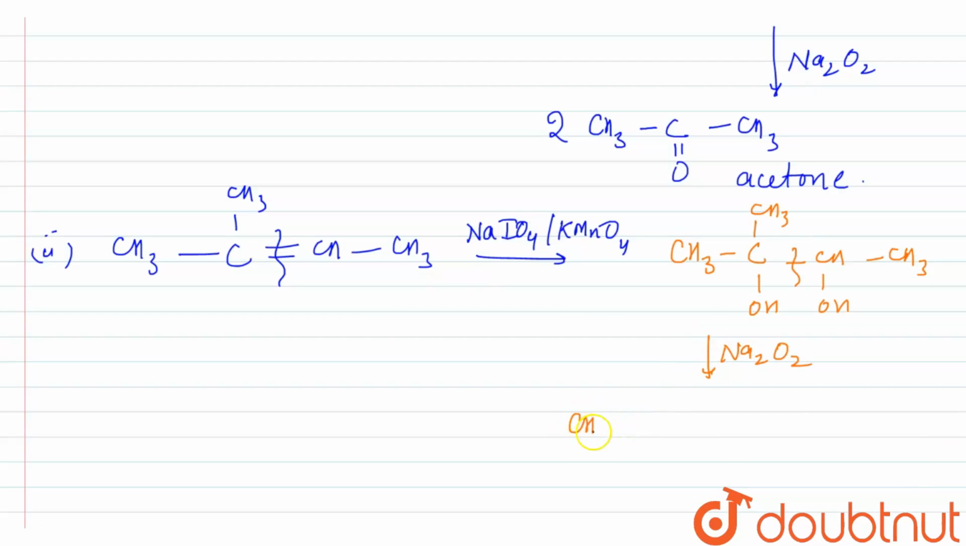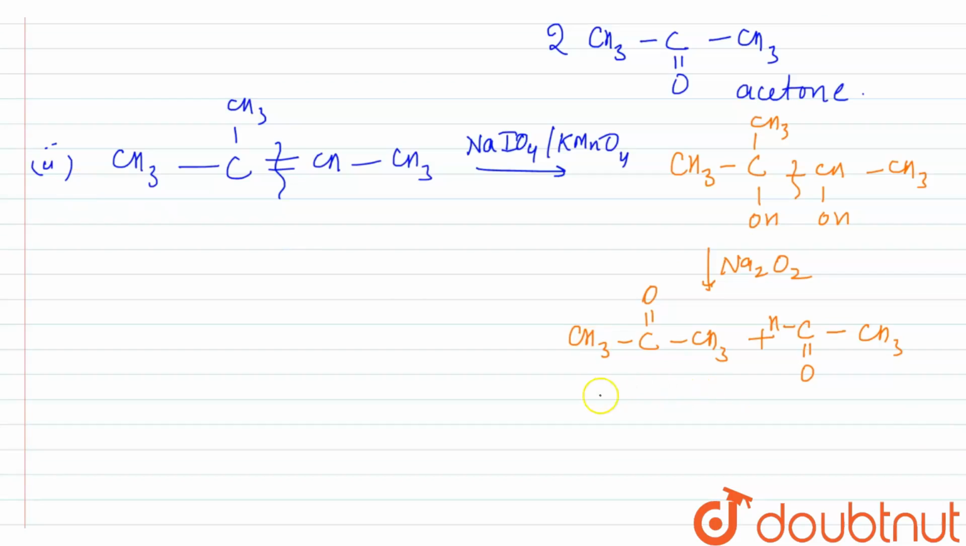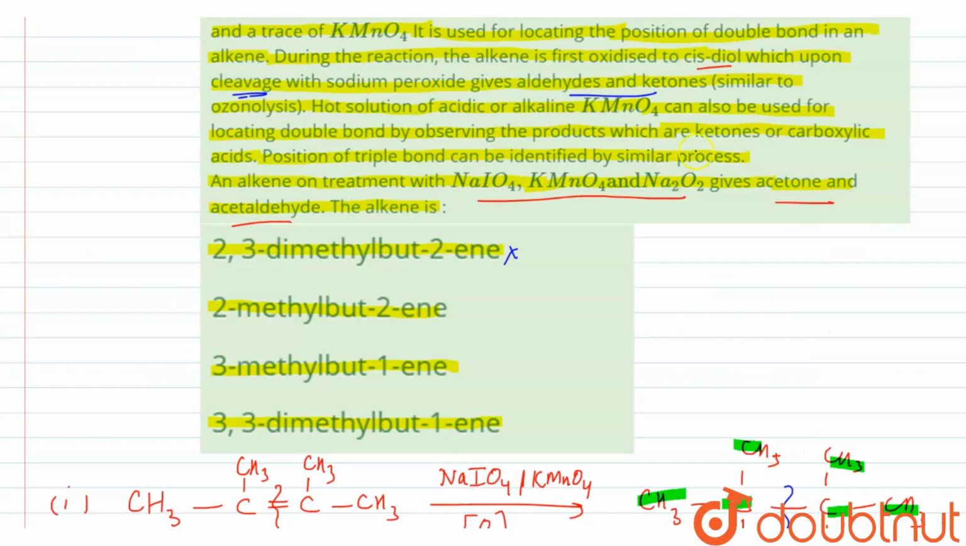So the compound will be CH3. There are 3 carbons again, so C double bond O and CH3, plus. Here we see there are 2 carbon atoms, so this carbon atom will form the aldehyde group, and this will be CH3. So we can see that this is acetone and this is acetaldehyde. In the question it is asked, so this second compound will give the required products.